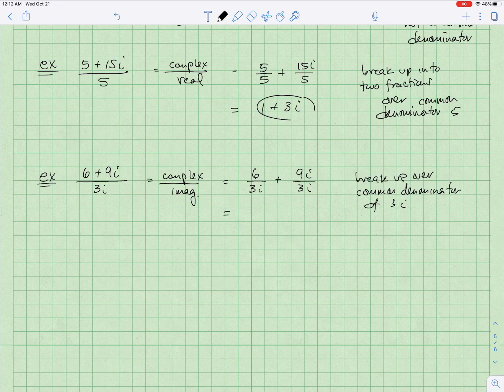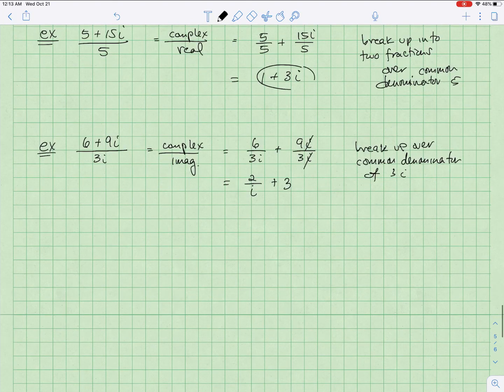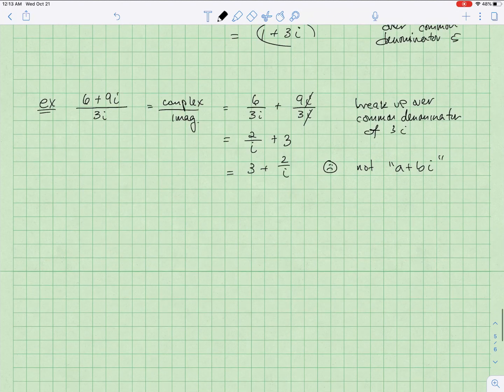I mean, 3 goes into 6 twice, so I could write this as 2 over i, and the i's cancel, and 9 over 3 is 3. If I try to rewrite this as 3 plus 2 over i, we're a little bit unhappy about that because this is not the classic a plus bi form for a complex number. And that's how we want to write our answer. So we have to be clever here. A lot like rationalizing a denominator, we're going to make the denominator a real number. And we can do this by multiplying by the number 1 in the most clever way possible.